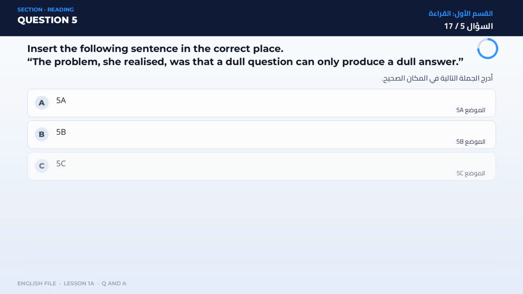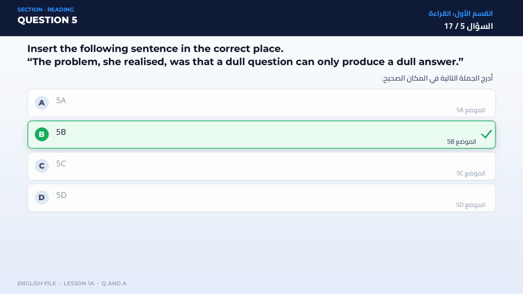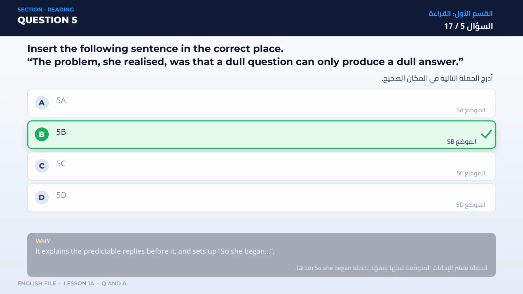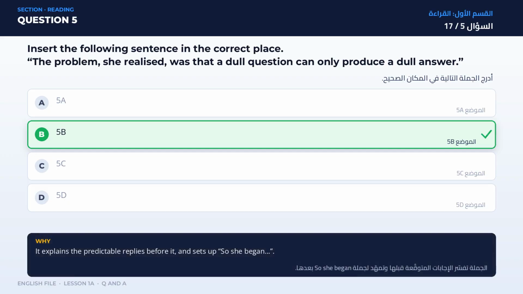Question 5. Insert the sentence in the correct place. The answer is 5B. It explains the predictable replies just before it, and it sets up, so she began asking imaginative questions. Always read both sides.